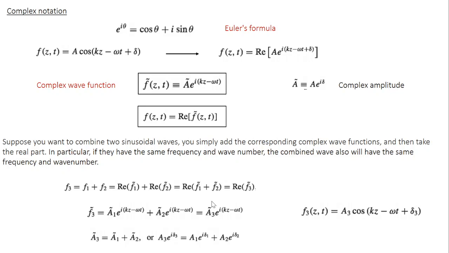So you can do all this mathematical manipulation. At the end of the day, remember the real wave function is a real quantity. So you can write it as the real part of the complex notation. So f3 of z, t finally becomes A3 cos(kz minus omega t plus delta3). So if you are taking the superposition of two individual waves of the same frequency and wave number, the combined wave also will have the same frequency and wave number.